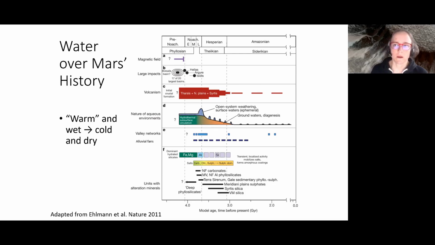So here, in this schematic diagram, along the bottom you have time before the present day. The present day is on the right-hand side of this diagram, that's 0, and this is billions of years, so giga-years, before present day. Up the y-axis is a variety of different surface processes, and at the top are the names for the different periods on Mars. So I'm going to be using the names at the top, Noachian, Hesperian, and Amazonian, throughout this talk.